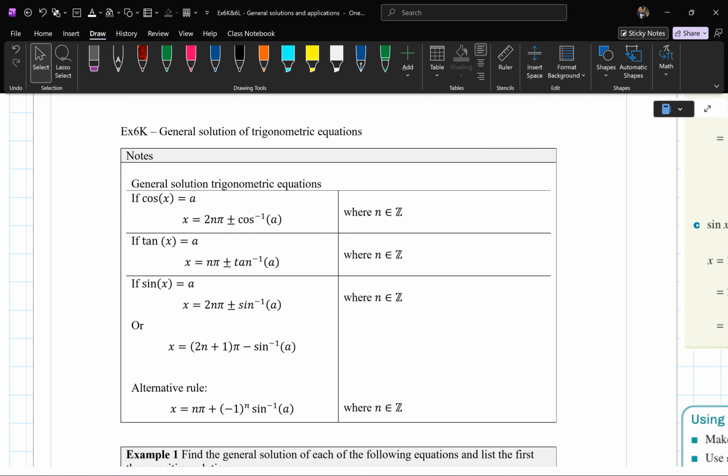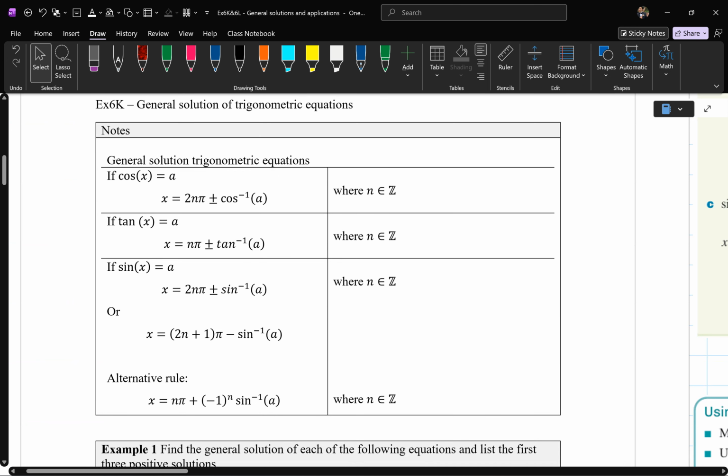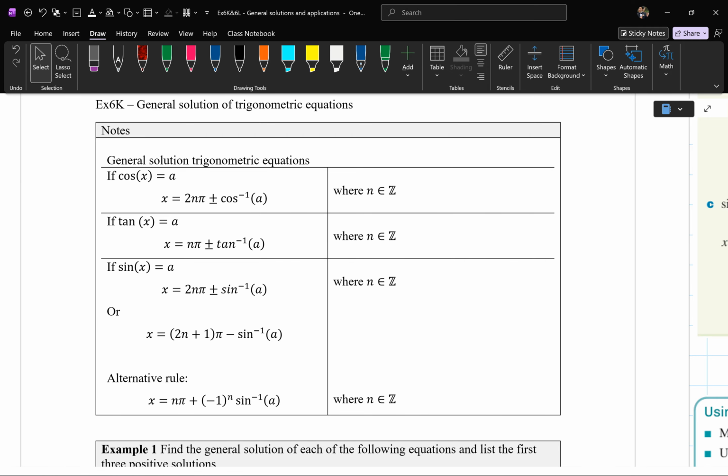6K though, this one you need to know. This one they always do in the exams. General solution. In your textbook, which I don't like, but I think a lot of students do like it, here's your formulas for general solution. You can use these. It's in the exam formula sheets as well. I don't recommend it because to me, you're not really truly understanding what general solution is.